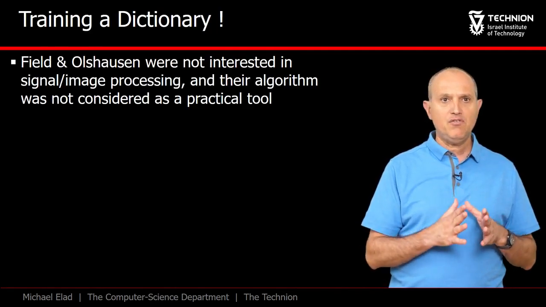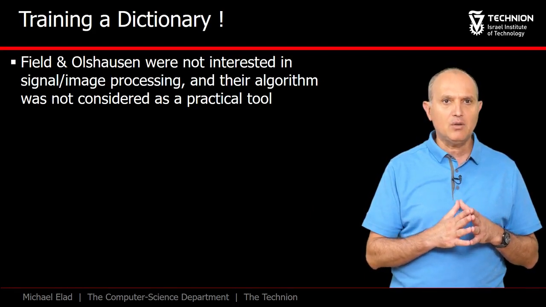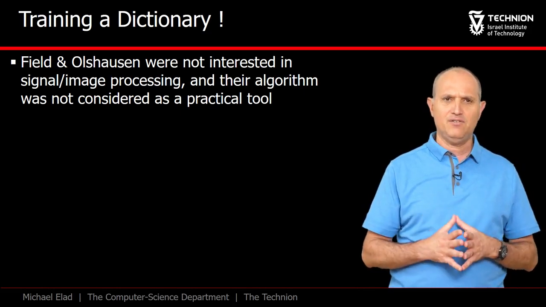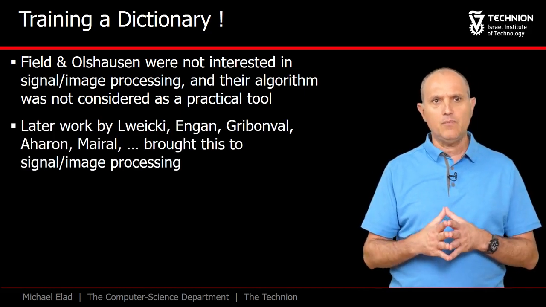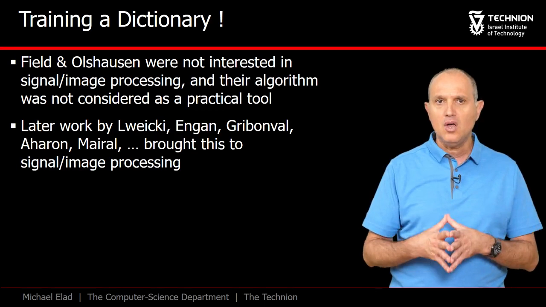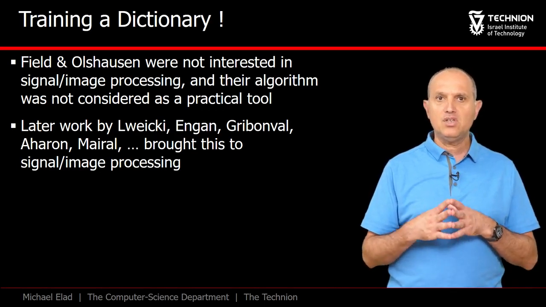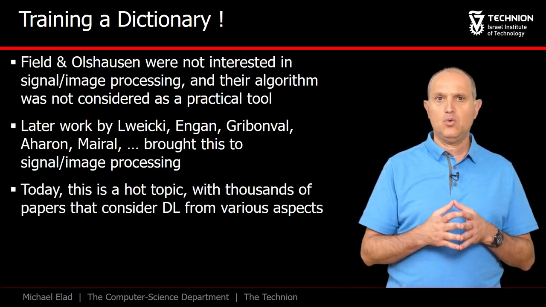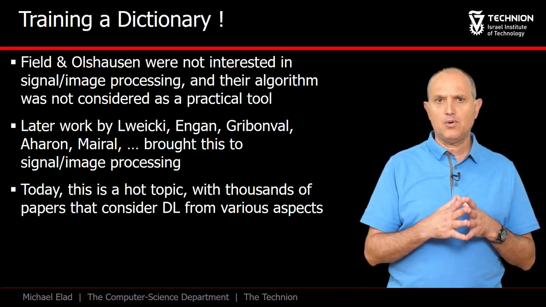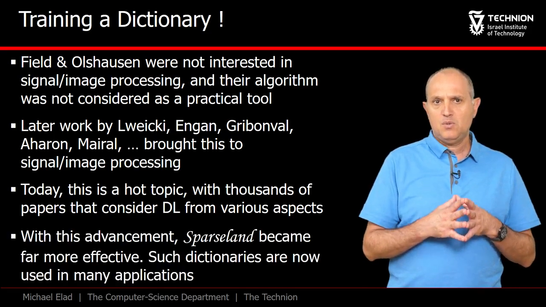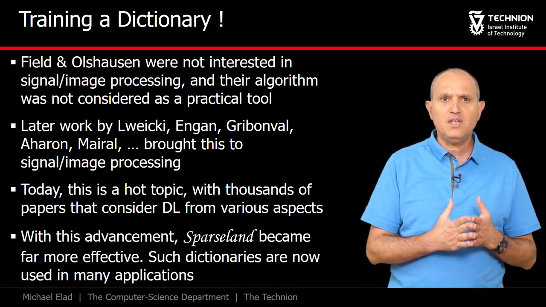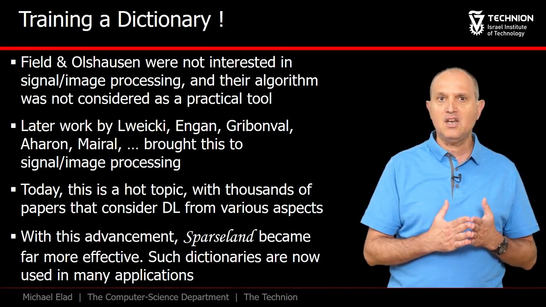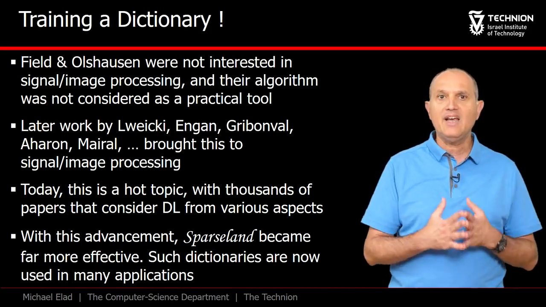As we have already mentioned, Olshausen and Field did not care about signal or image processing applications, and their algorithm was not sufficiently effective. Later work by Lewicki, Engan, Gribonval, Aharon, Mairal, and many others brought this idea to our domain and made it far more effective. Today, this is one of the hottest topics in signal processing and machine learning. This progress is the prime reason for the great success that the SparseLand model has today, since the trained dictionaries enable us to adapt this model to practically any source.